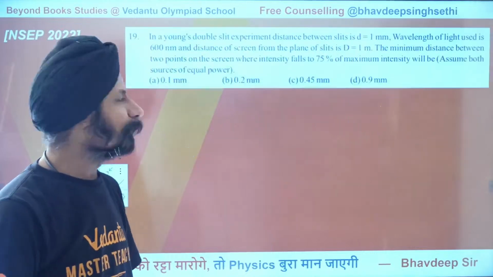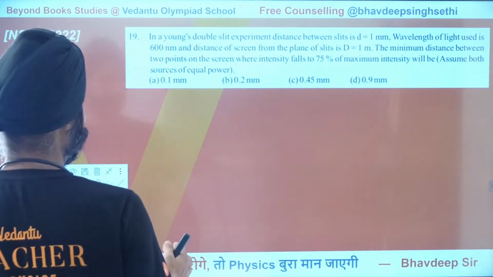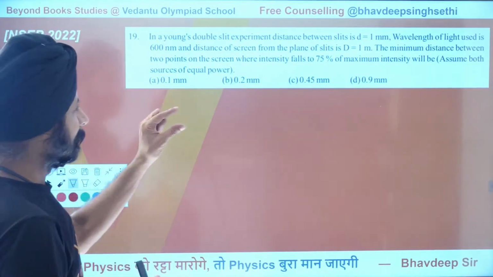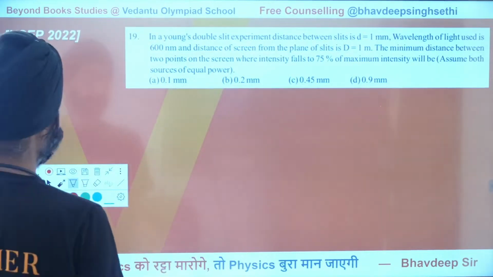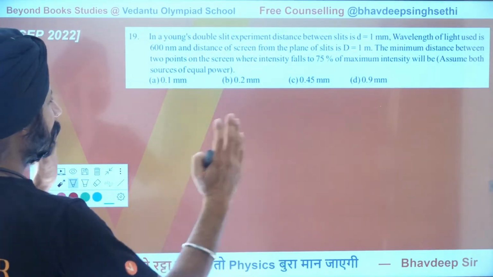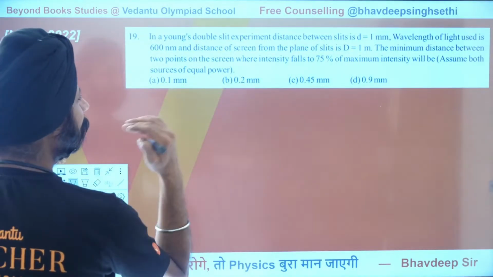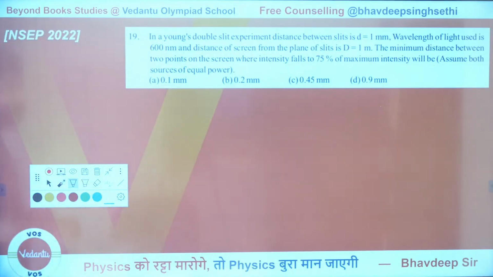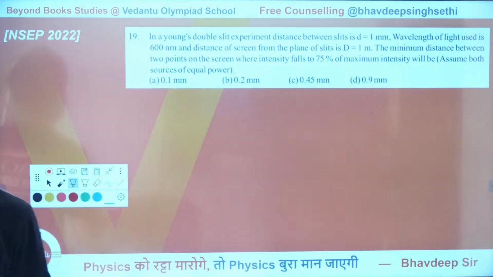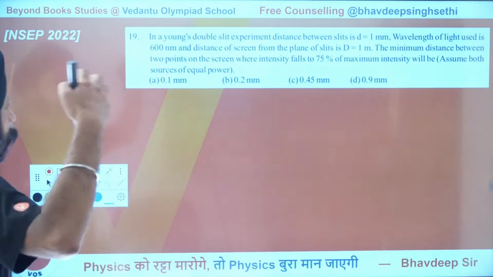Okay, let's move on to the next question here. In a Young's double slit experiment, the distance between slits is 1 millimeter. The wavelength of the light is 600 nanometers, and the distance of the screen from the slit is 1 meter. Very beautiful number out there. Thank you for that. The minimum distance between the 2 points on the screen where the intensity is exactly 75% of the maximum intensity. Assume both the power sources are equal. They have made it so easy for us.